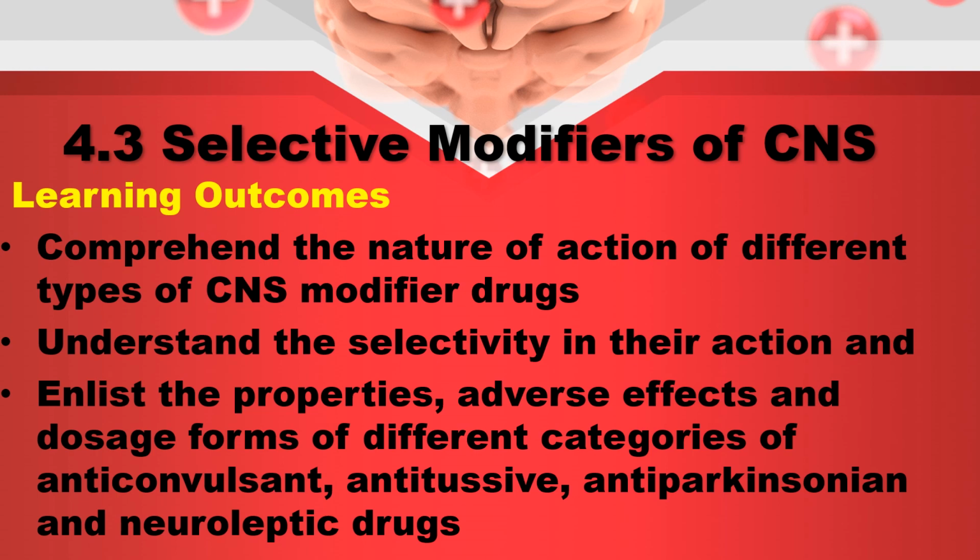Learning Outcomes. At the end of the chapter, you will be able to comprehend the nature of action of different types of CNS modifier drugs. You will be able to understand the selectivity in their action and enlist their properties, adverse effects and dosage forms of different categories of anticonvulsant, antitussive, antiparkinsonian and neuroleptic drugs.